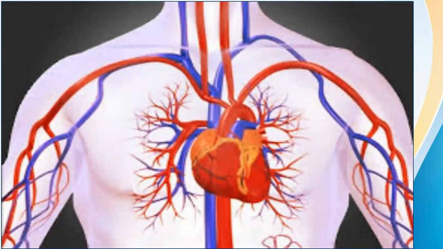Next on your screen is circulatory system. You can see a heart. There are two types of veins. One are of red color and the other are of blue color. The red ones are arteries. They are taking blood to various parts of the body, and the blue ones, they are bringing back blood to the heart.